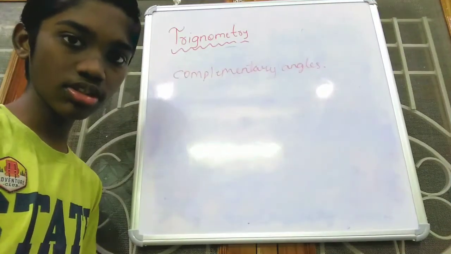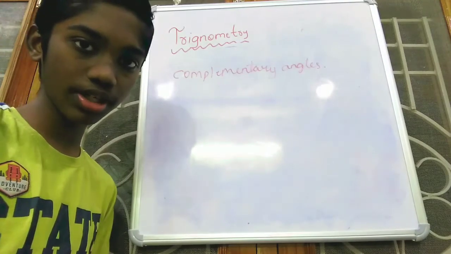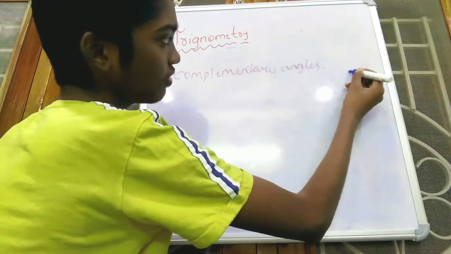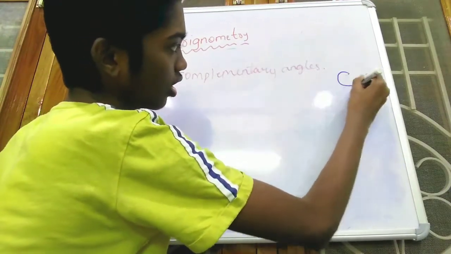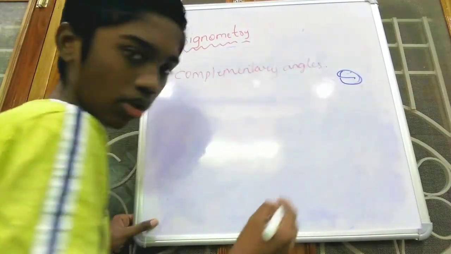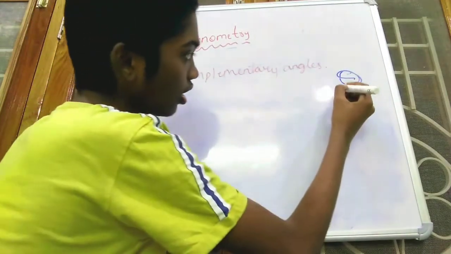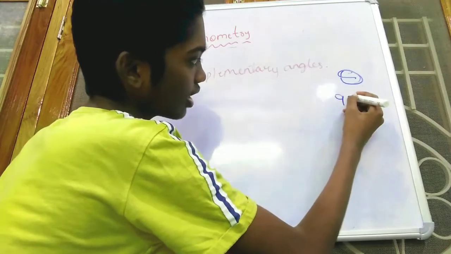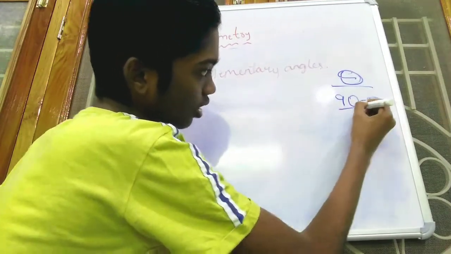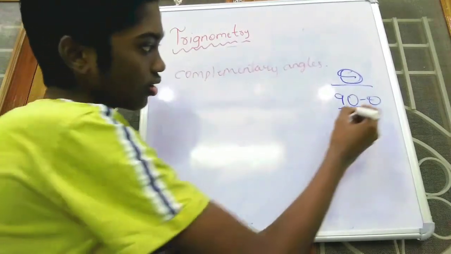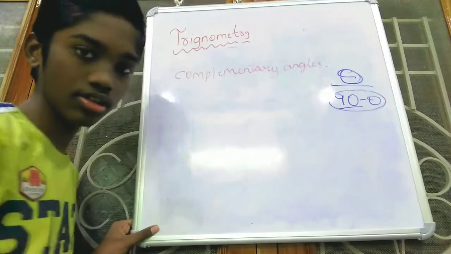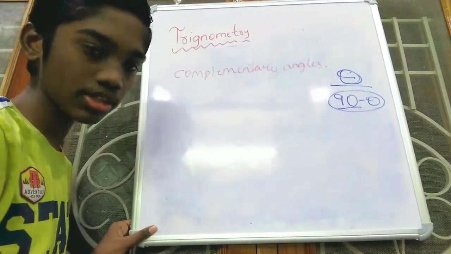Now let us move to the topic of complementary angles. It is the easiest concept in the chapter trigonometry. In complementary angles, you remember the angle theta, which is very familiar to us. Theta is an angle, and if you want to remember easily, then you always remember 90 minus theta. You subtract the theta from 90, so it will become 90 minus theta. Just remember this 90 minus theta. Based on this, I will give you some formulas.